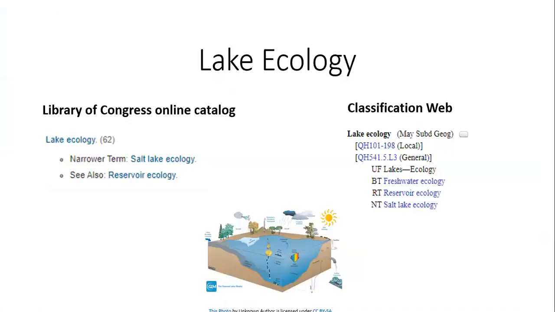However, we're going to go back to our Library of Congress search, and we see lake ecology, and then it also has a narrower term and a C also. And then there's the screenshot from classification web for lake ecology. So that one's in bold, so we know that it's a valid LCSH.